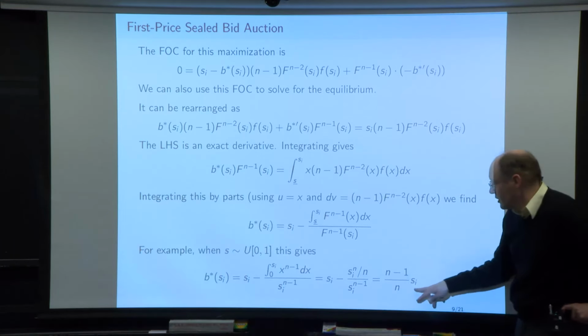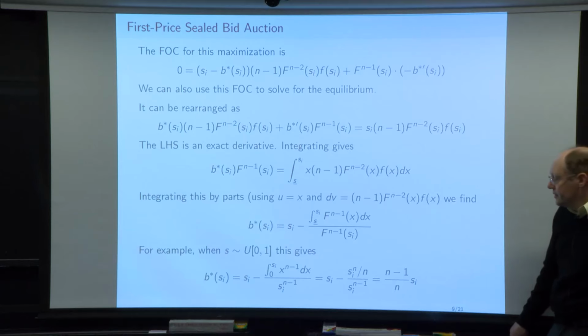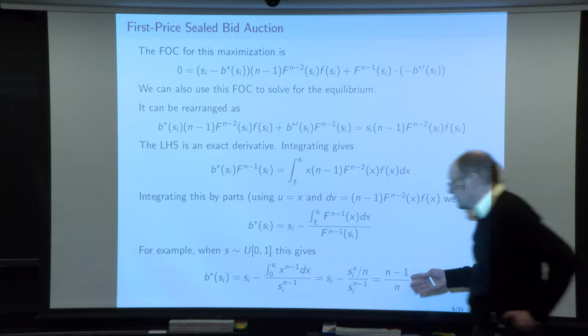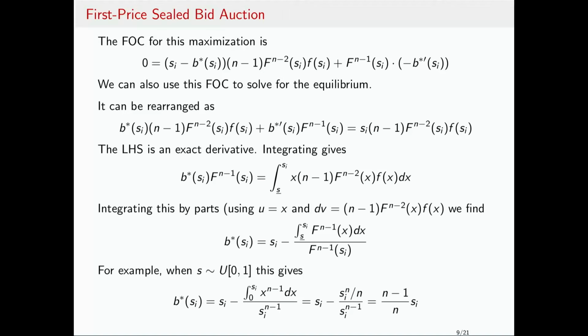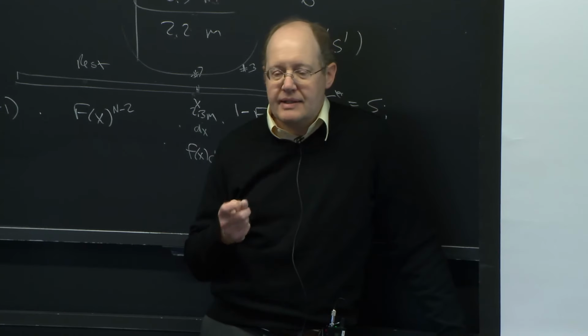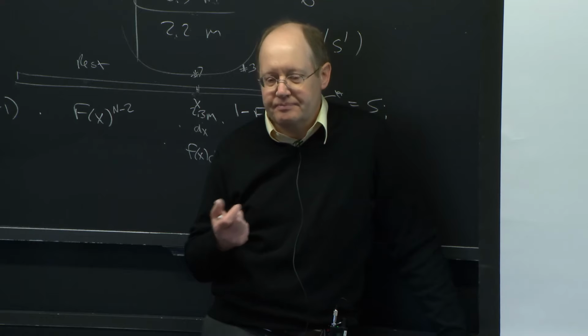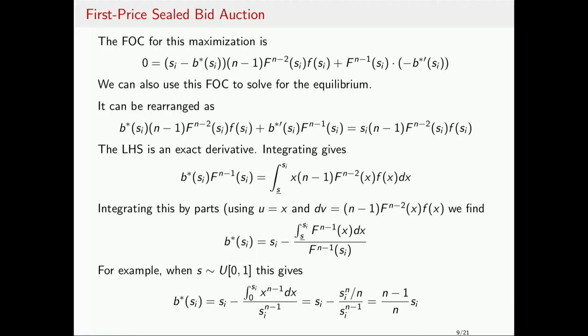You evaluate that, and this tells me that the optimal bid with uniform distributions is n minus 1 over n times your value. So as the number of bidders gets large, you're always shading your value, and with a uniform distribution, you're shading your value in a linear way. With n bidders, you just bid n minus 1 over n times your value. So if n is 2, you bid half your value, n is 3, you bid 2/3 of your value, n is 10, you bid 90% of your value. But there's nothing special about the uniform distribution. You can solve this model however you do this. Okay.